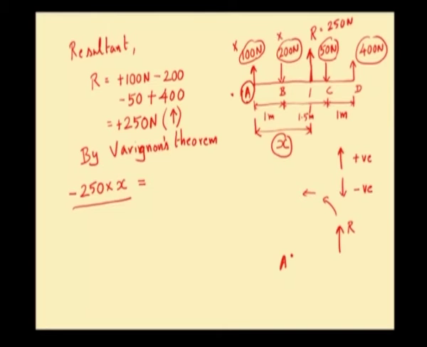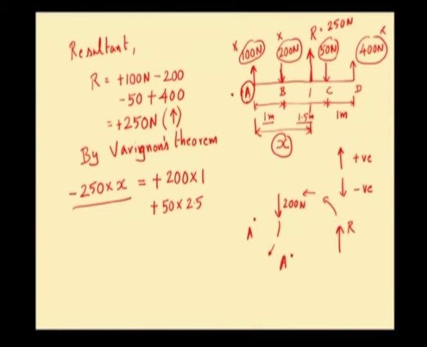Next, we shall consider this 200 Newton force. This is point A, 200 Newton force is acting like this. It induces a clockwise moment. Anti-clockwise moment is taken as negative and hence clockwise moment will be taken as positive. So, it will be 200 into perpendicular distance between 200 Newton and A, which is 1 meter. So, into 1. Similarly, the 50 Newton force once again creates a clockwise moment about A. So, the moment will be 50 into perpendicular distance, which is 1 meter plus 1.5 meter, that is 2.5 meter.